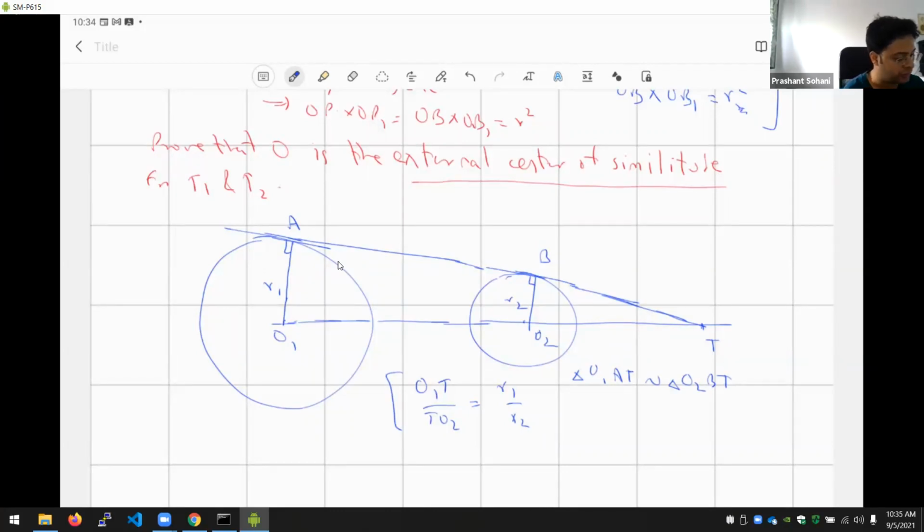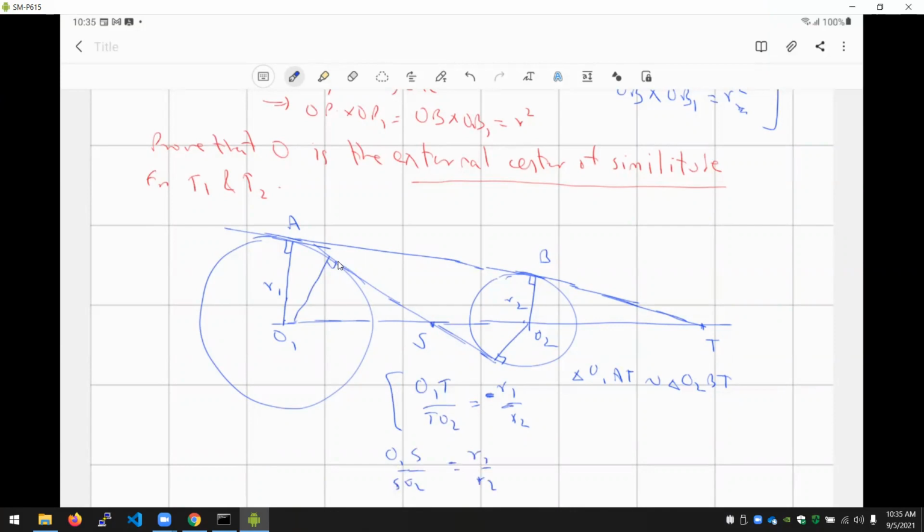Similarly, suppose I draw the internal common tangent. Then I get some point S. Do you see that for keeping everything directed, I can call this minus R1 upon R2, because TO2 and O1T are going to have opposite signs? Do you see that similarly for the point S also this is true?